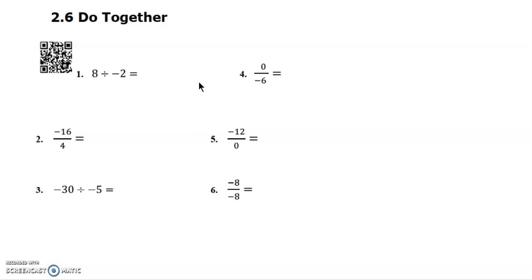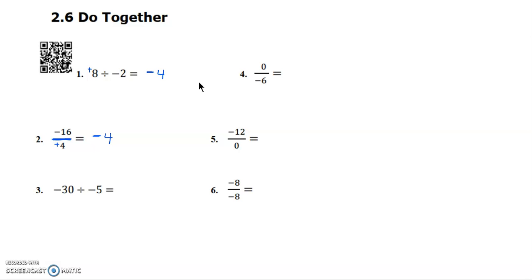So we're going to see the signs, make a determination, and then divide the integers. So we have 8 divided by -2. This is a positive divided by a negative, so the rule says that we're going to have a negative answer. The signs are different. Now we can divide 8 divided by 2, which is 4. For number 2 below, we have a fraction bar. We have a negative divided by a positive. The signs are different, so the answer will be negative. And 16 divided by 4 is 4, so -4.